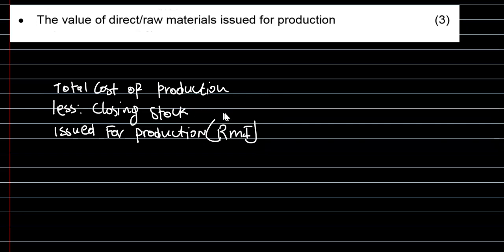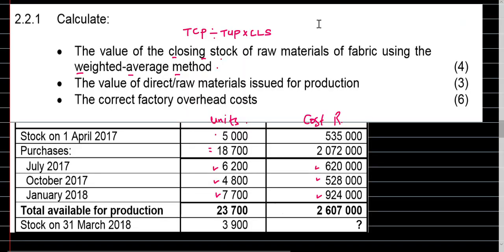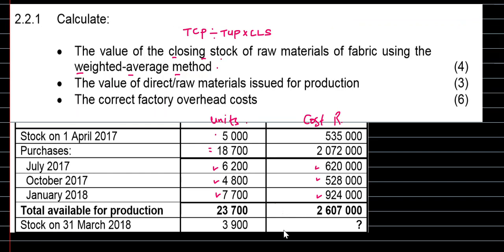If you notice here, we've already calculated our closing stock. We just did it above. It was 429,000 rand. Then you must put it in brackets. And now we must find the total cost of production, the amount that is given above. This is the cost of production that we're going to use. Let's take it and subtract our closing stock from here. We're going to get our issued.